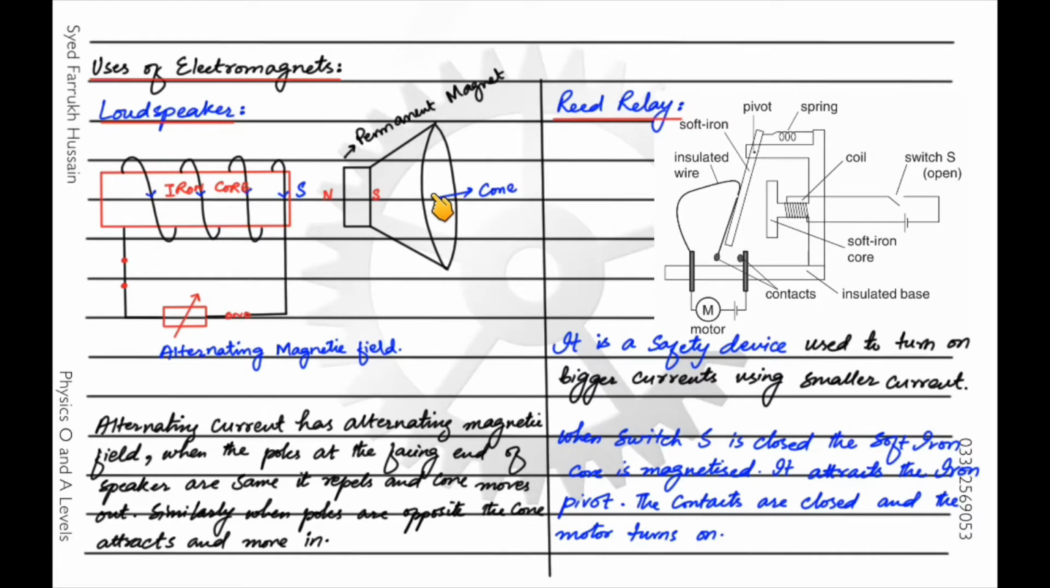When the cone moves out, it pushes the air, and the air particles come closer and compression is created, and this is the region where pressure is high and is called compression.